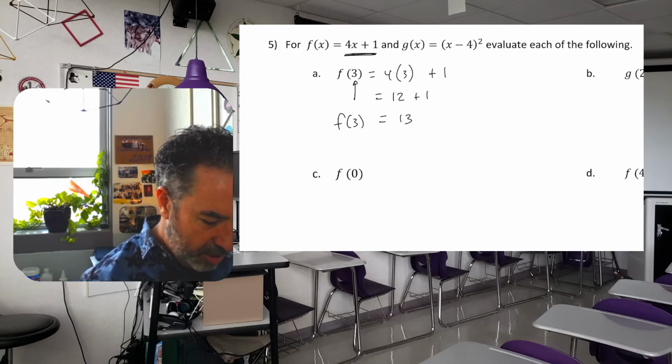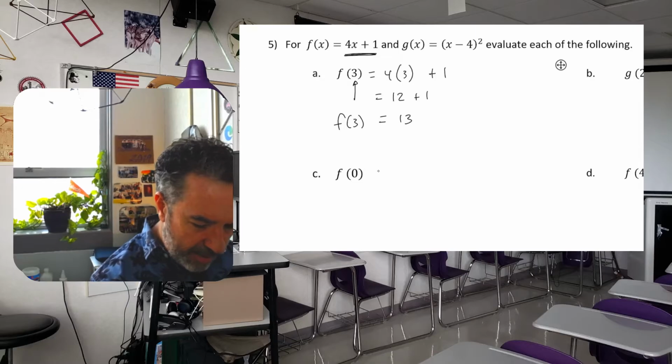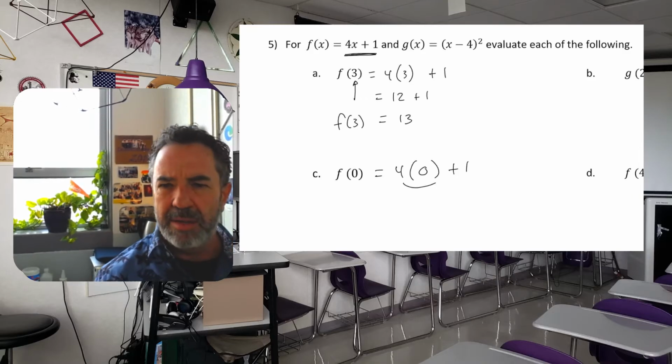This one's right here, so let's just do this C, right? I can see C. It says, what about if you give it 0? Okay. If I give it 0, that says it's 4 times the input. The input is 0 plus 1. Well, 4 times 0 is 0.